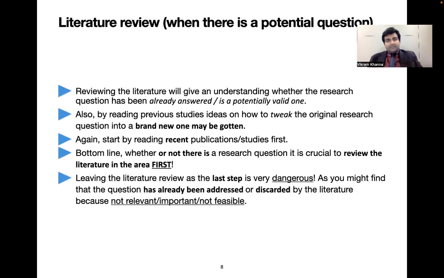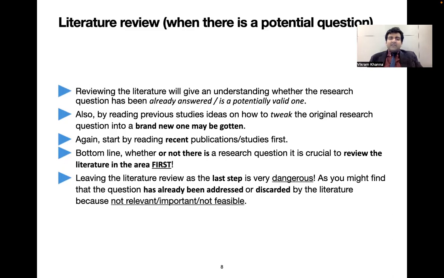in your study. If there is a potential question in mind, then reviewing the literature will give us an understanding of whether the research question has already been answered or is a potentially valid one. Also, by reading previous studies, ideas can be gained on how to tweak the original research question into a brand new one. Again, start by reading the recent publications first.